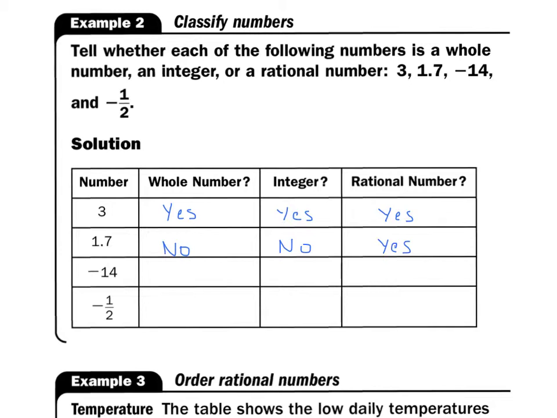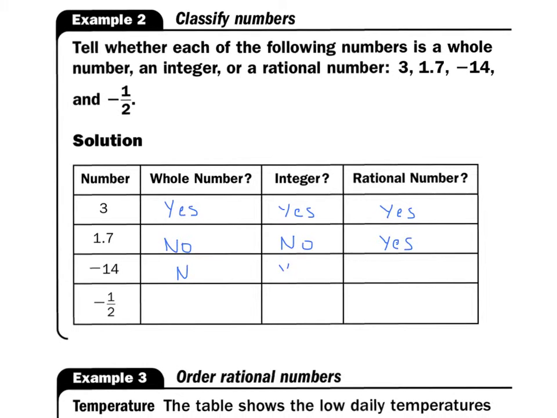-14, not a whole number. If it's negative, it's not going to be a whole number at all. Is it an integer? Yes. Yes, it is an integer because it is a counting number, and negatives that are counting numbers are integers. And since we answered yes to integer, we will also answer yes to rational.